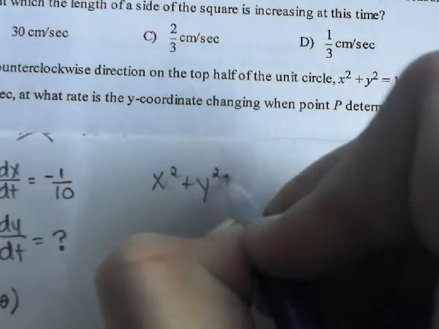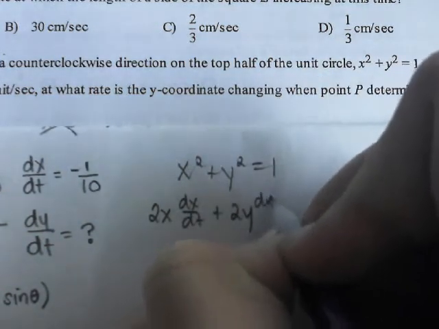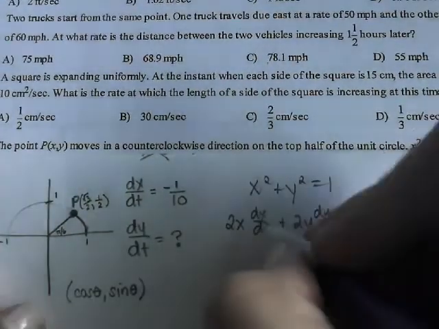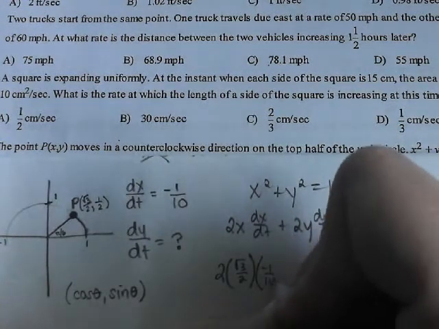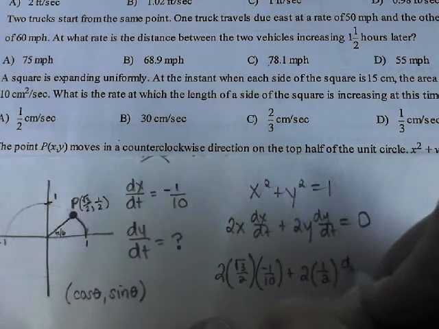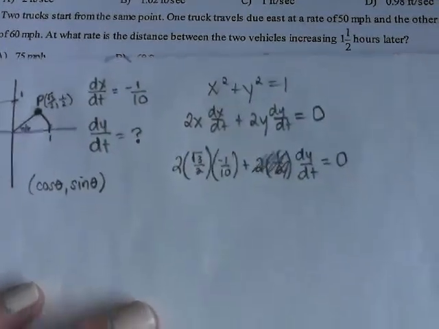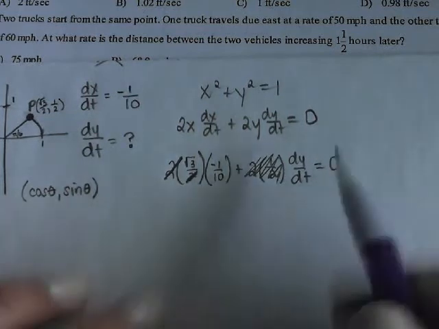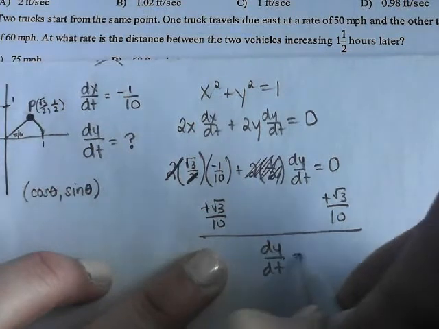Now, the equation that we're dealing with is this equation for a circle, x squared plus y squared equals 1. So that's what I'm going to differentiate: 2x dx/dt plus 2y dy/dt equals 0. And I'm just going to plug in everything that I know. My x-coordinate at this moment is root 3 over 2. My change in x is negative 1/10. My y-coordinate is 1/2. My dy/dt is what I'm looking for. So the 2 times a half is going to cancel. The 2 and the 2 over here are going to cancel. So I just have negative root 3 over 10, which I'm going to add to the other side. I'm going to add root 3 over 10 to both sides. And dy/dt will equal root 3 over 10.